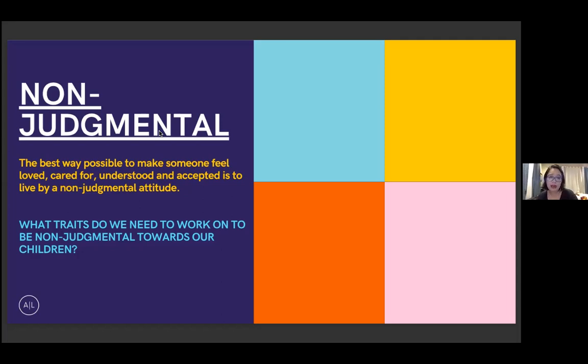Okay, I would want to emphasize love, cared for, understood, and accepted. How does it reciprocate to being non-judgmental? Actually, if you really love someone, care for, understand, and accept someone, the best way for you to show it to them is to be non-judgmental, meaning you give them the benefit of the doubt. You give them the benefit of the doubt at first, and later on you could just ask them, right?